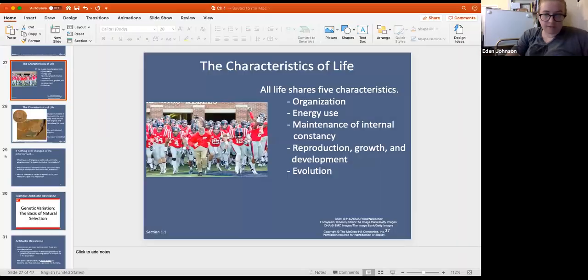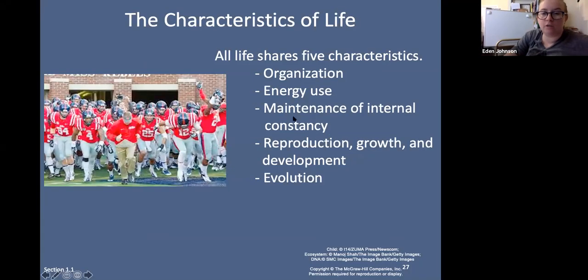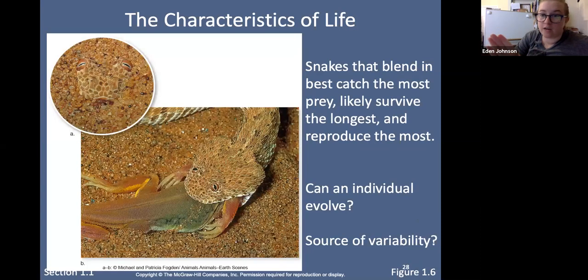Okay, so I'm going to share my screen and we are going to go ahead and finish this up. All right, so the 5th characteristic of life, we had already talked about organization, energy use, maintenance of internal constancy, which was homeostasis, reproduction, growth, and development, those 2 different types of reproduction. Now we're going to talk about evolution. Okay, just a genetic change over time is all evolution is, which we will talk about right now.